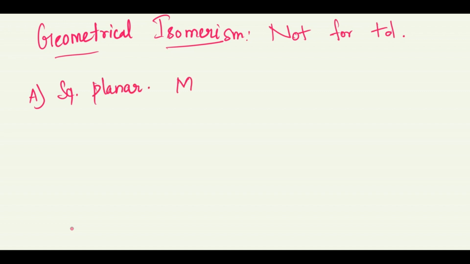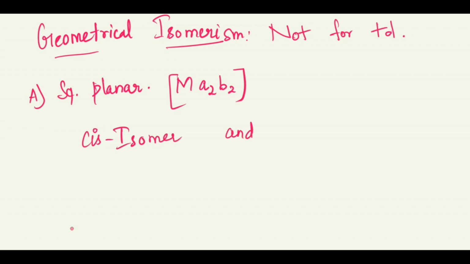So first we are taking square planar complexes, where I am having the MA2B2 type. There are two ligands of one kind and two of another, both monodentate ligands or unidentate ligands, and in total I am having 4, each one donating 2 electrons. So here it can show cis isomer and trans isomer.